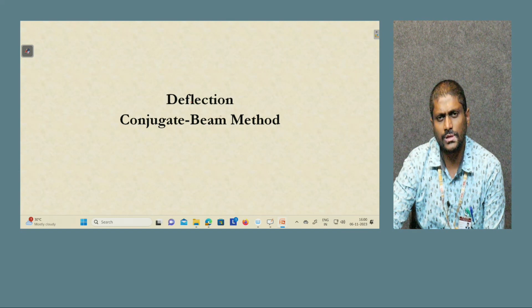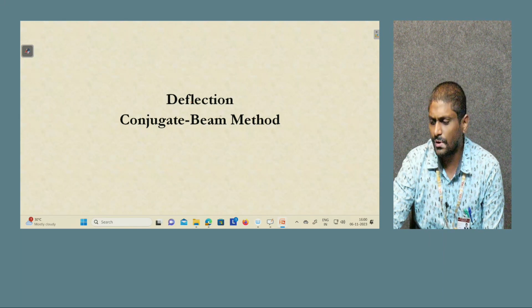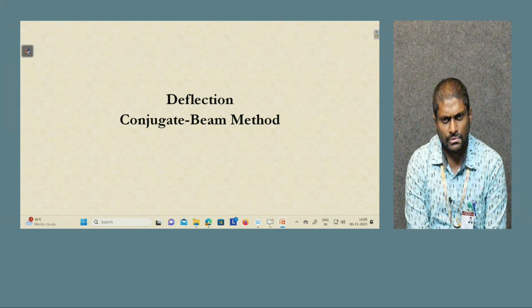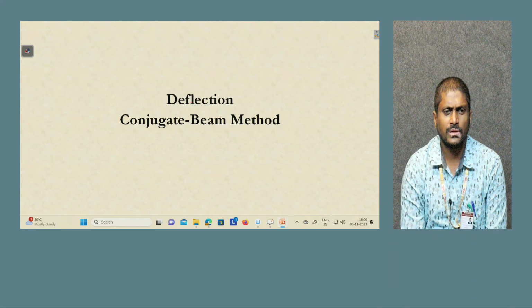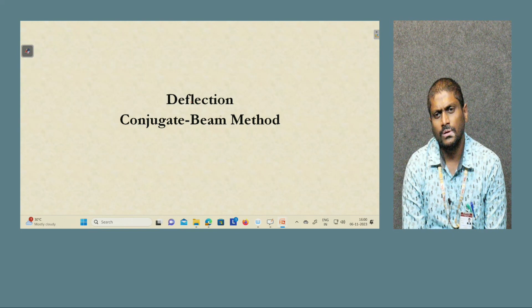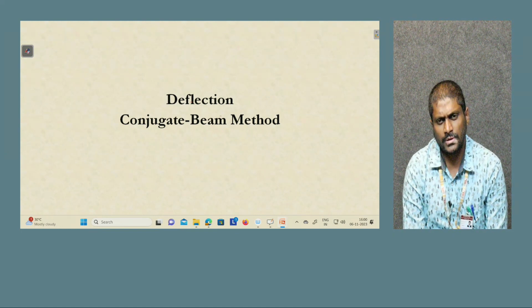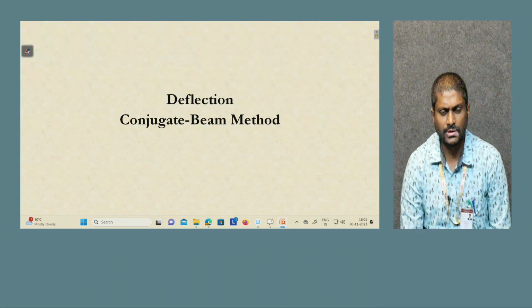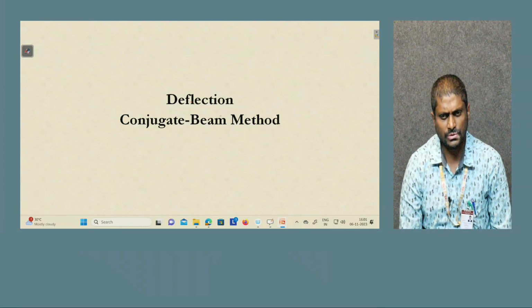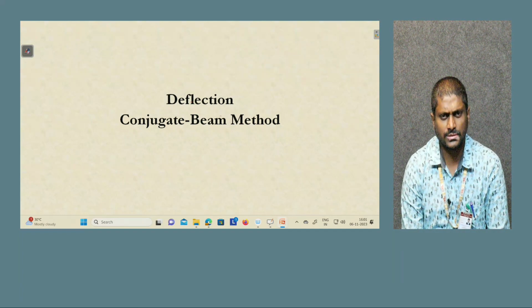Then deflection of beams using the conjugate beam method is another very good method. But before I go to that method, I would like to summarize the moment area method. Using this method, the numericals are not limited to cantilever examples; you can apply it to simply supported beams also. But applying the moment area method to statically indeterminate structures is quite difficult. This method is best suited for statically determinate structures.